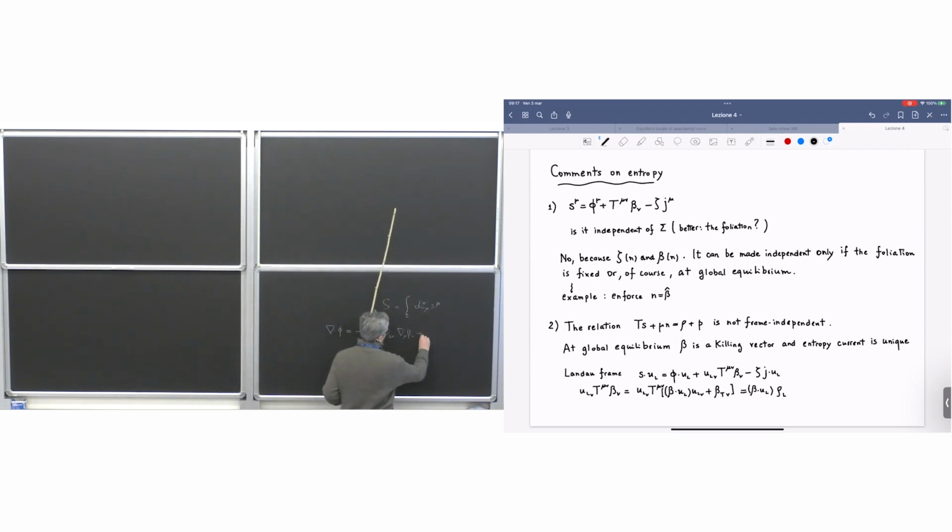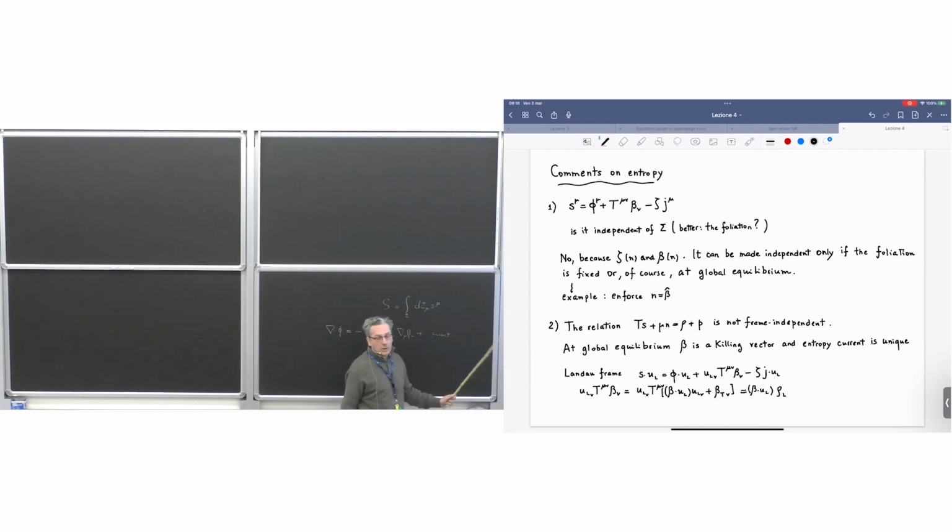But at the global equilibrium, nabla_mu beta_nu is a Killing vector. Therefore, this is 0. So the divergence of this term is 0. The divergence of this term is also 0 because T^{mu nu} nabla_mu beta_nu is 0. And the last term as well, because zeta is supposedly constant. So at global equilibrium is a case in which everything is objective.